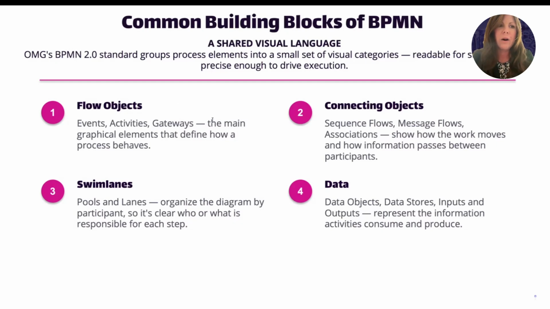Flow objects are the main graphical elements that define how a process behaves: events that trigger or end work, activities that represent the work itself, and gateways that handle decisions and parallel paths. Connecting objects show how flow objects relate to each other, and swim lanes group the diagram by participant, so it's immediately clear who or what is responsible for each step. This is especially useful in a lab where work crosses teams, systems, and instruments. And data elements represent the information that activities consume and produce: data objects, data stores, inputs, and outputs.